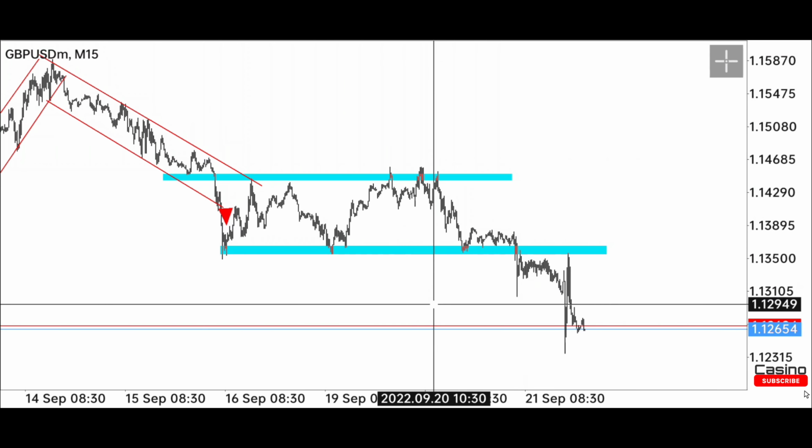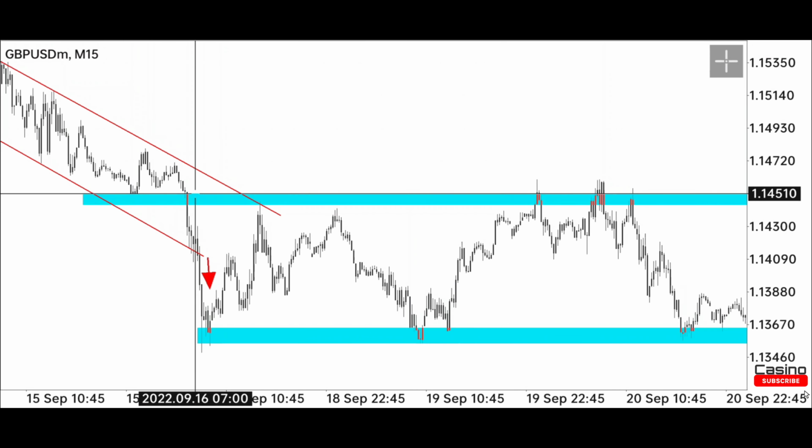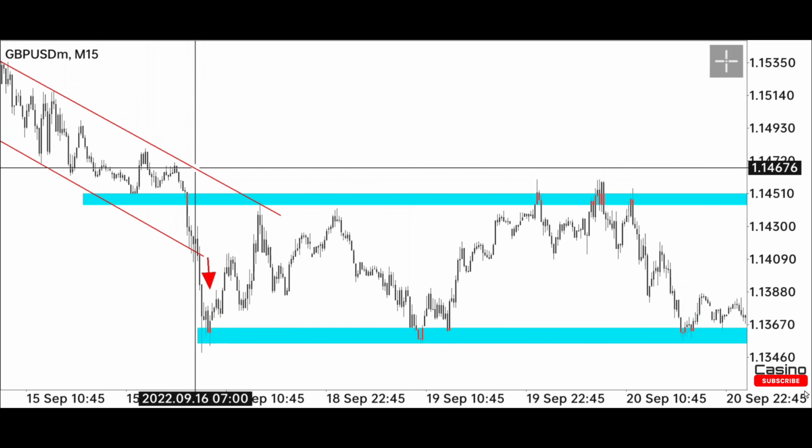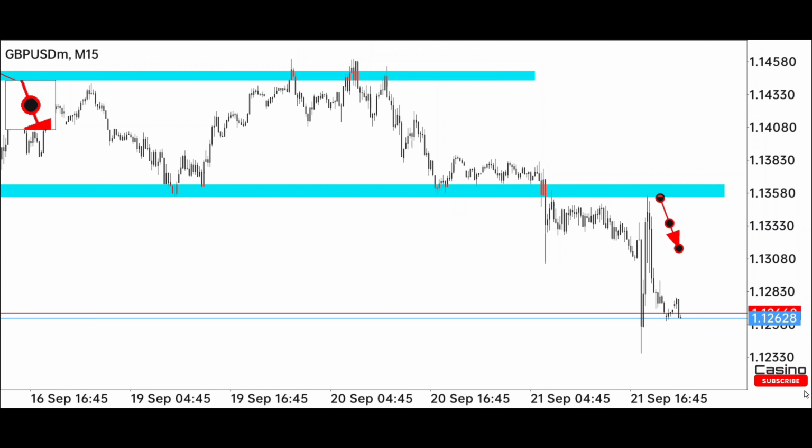Here my target was this place, which got hit. And my stop loss was 60 pips above, where the market didn't go because there was a strong supply-demand area. The market went down very nicely, as was the analysis.